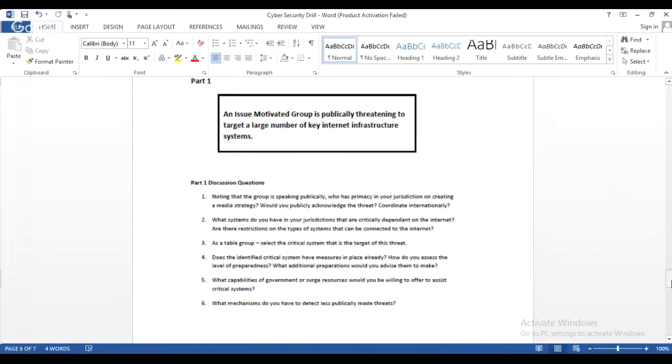Yes, Malik, fifth question. The question is: what capabilities of the government or such resources would you be willing to offer to assist the critical system? The answer for that question is we will provide contribution with consultants and technicians to assist after the attack. Law enforcement will be helpful in investigating this incident.